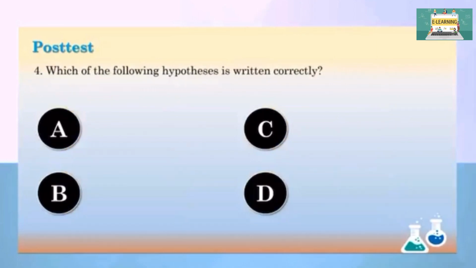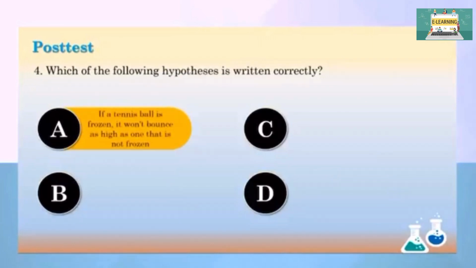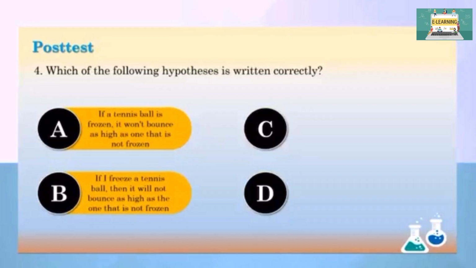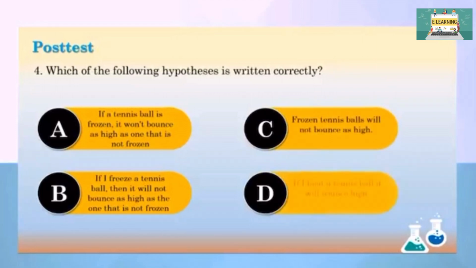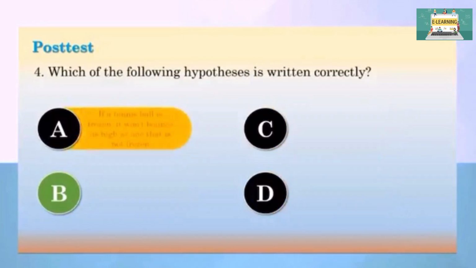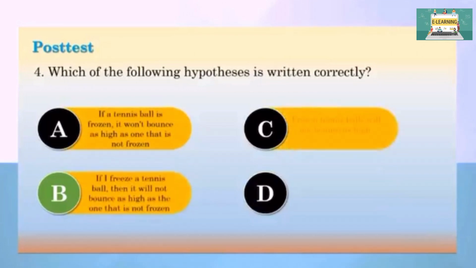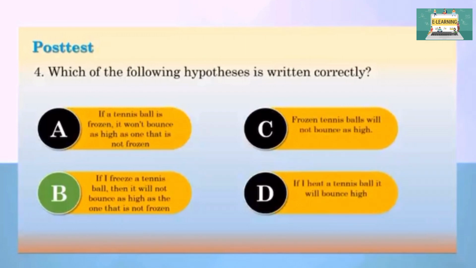Number 4 question. Which of the following hypotheses is written correctly? Is it letter A? If a tennis ball is frozen, it won't bounce as high as one that is not frozen. B. If I freeze a tennis ball, then it will not bounce as high as the one that is not frozen. C. Frozen tennis balls will not bounce as high. D. If I hit a tennis ball, it will bounce high. Very good. The answer is letter B. If I freeze a tennis ball, then it will not bounce as high as the one that is not frozen.